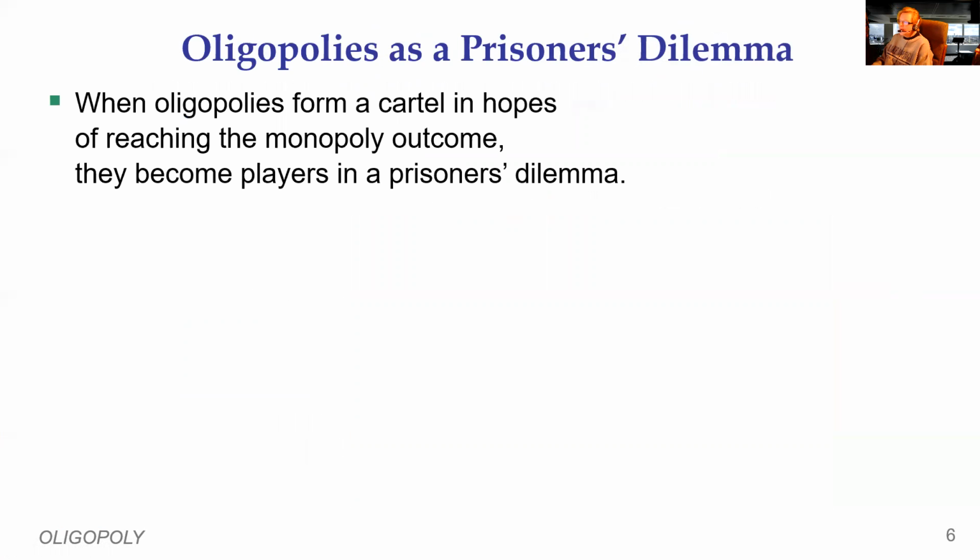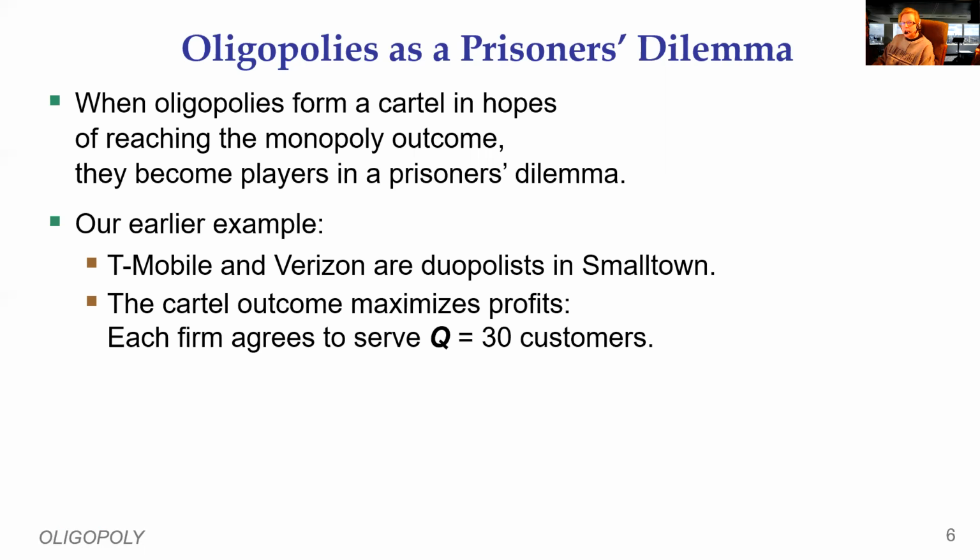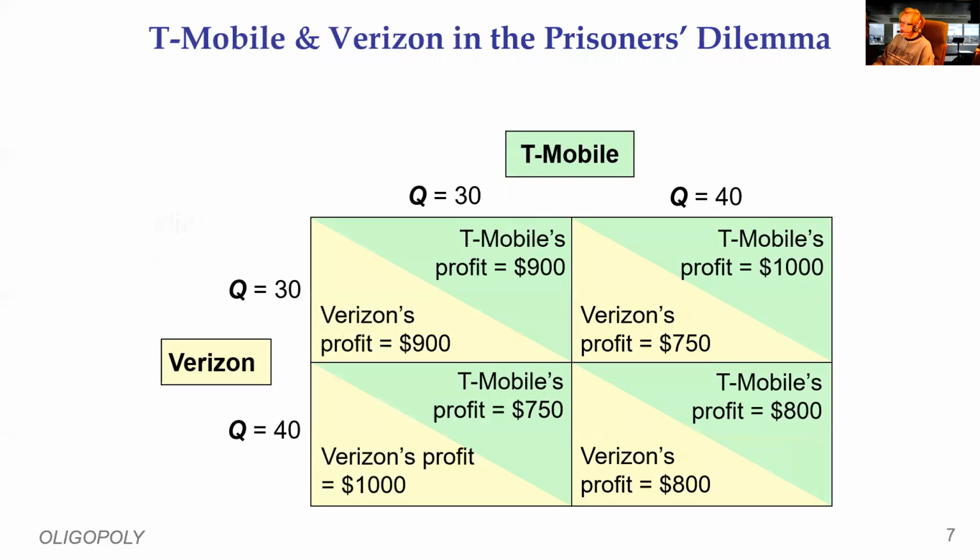Okay, so cartels, we saw that already in terms of looking at T-Mobile and Verizon. When T-Mobile and Verizon cooperated and stuck to the deal, their overall profitability was higher. We can look at that in terms of a payoff matrix. So here's our payoff matrix using the example that we started in the previous objective.